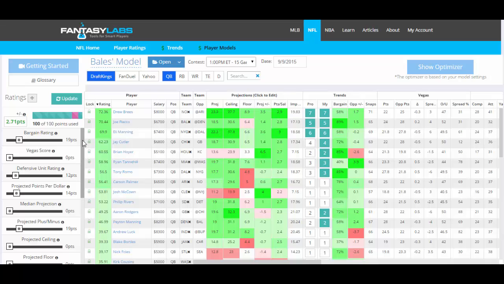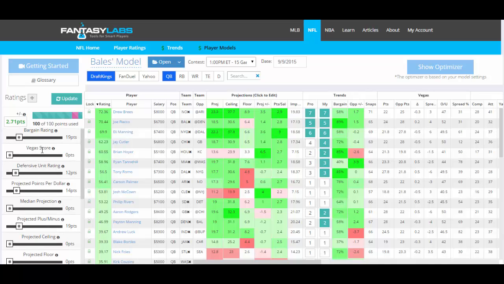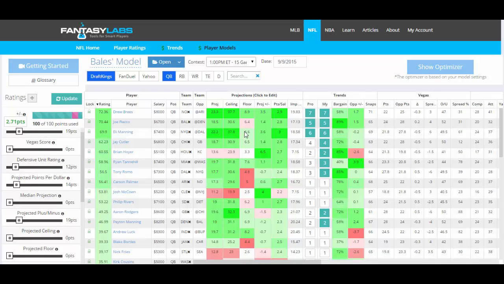So we have that Vegas score, which is mostly the total, but also incorporates the spread and public betting percentages. Defensive unit rating, this is the same thing as in our trends area, the opponent plus minus, which is the points above or below expectation for a particular position against the defense. So we look at how many points over the past 16 games a defense, with the most recent games being weighted more heavily, that a defense has allowed to a particular position, and that's adjusted for cost. So it's really, really valuable.